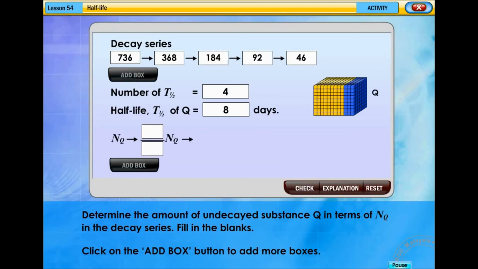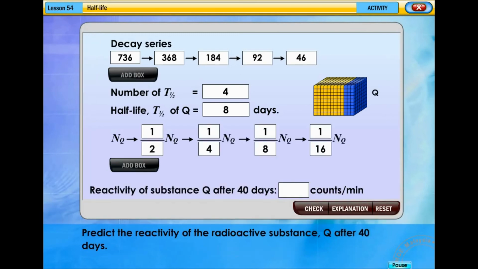Substance Q in terms of NQ in the decay series. Fill in the blanks. Click on the Add Box button to add more boxes. Of the radioactive substance Q after 40 days.